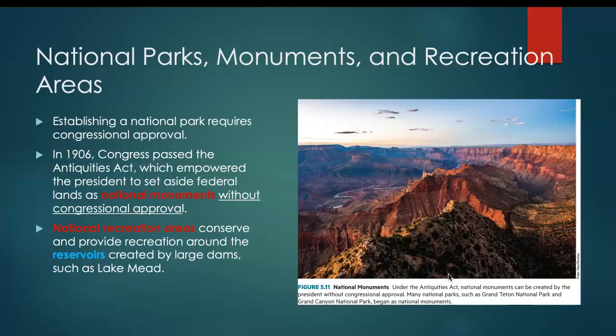National monuments. Okay, so establishing a national park requires congressional approval, and national monuments do not. And national recreation areas, those areas conserve and provide recreation around the big reservoirs created by large dams.